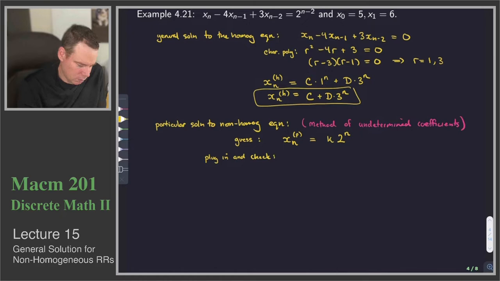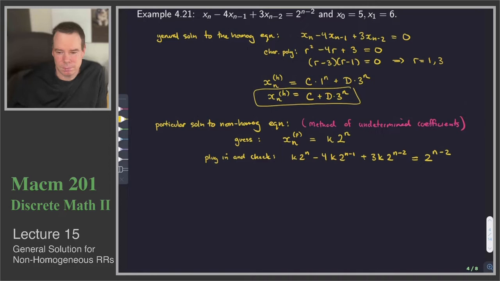So when we plug it in, we get k times 2 to the n, minus 4k times 2 to the n minus 1, plus 3k times 2 to the n minus 2, is equal to 2 to the n minus 2. And you might be saying, does this always work? Well, think about what we're going to be doing in the next step. We're just going to cancel out all of the powers of 2 that are in common between every term. And then that just reduces down to a linear equation in k, which will have a solution. So we can always find a solution here. At the end of this lecture, we'll look at examples where we might have to make some slight modifications to our guess based on what the form of the homogeneous equation was. But in general, these techniques will work.